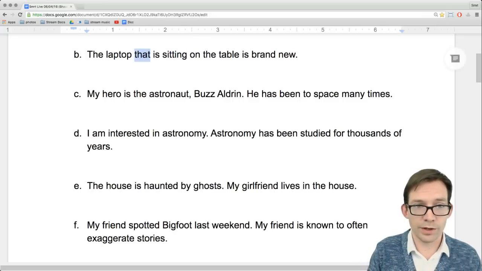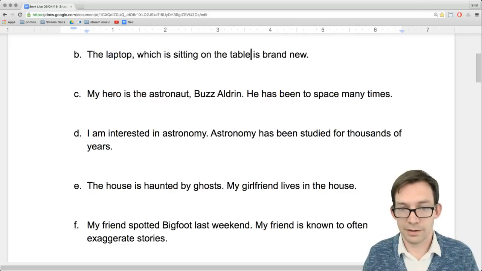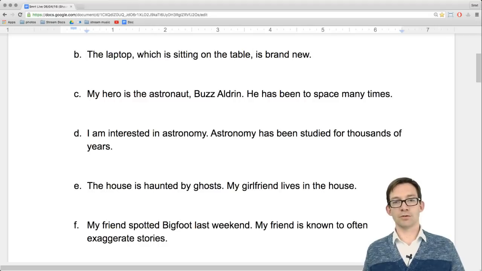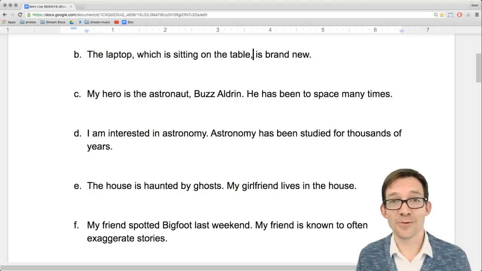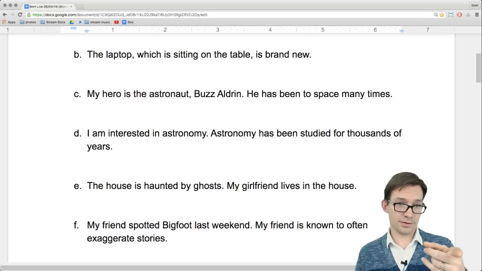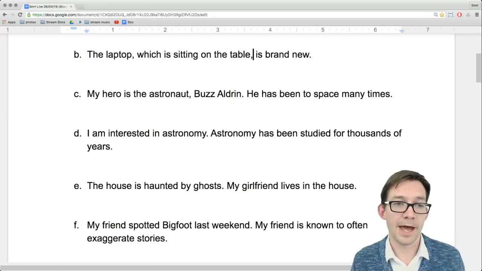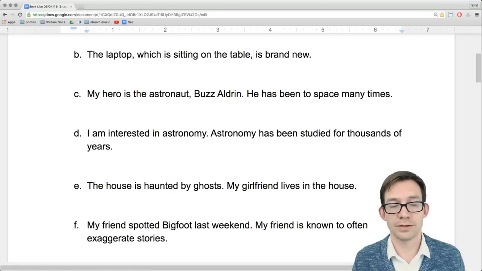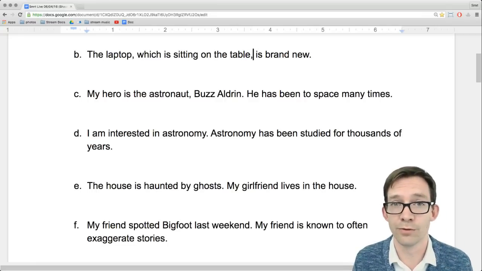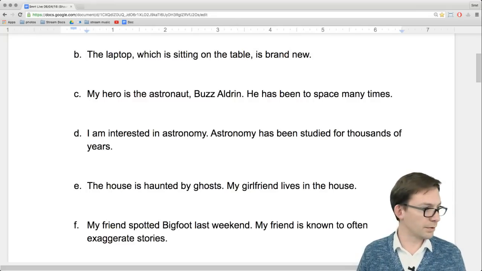And a couple of you went with non-defining and said the laptop, which is sitting on the table, is brand new. And you could argue for both, honestly, as long as you understand that if you put this first one, B, or this one with the non-defining, B, the reader has to understand which laptop you're talking about. Perhaps there's only one laptop in the room, and that's fine. Okay. Now, the rest of them, I think, are a little bit more straightforward.